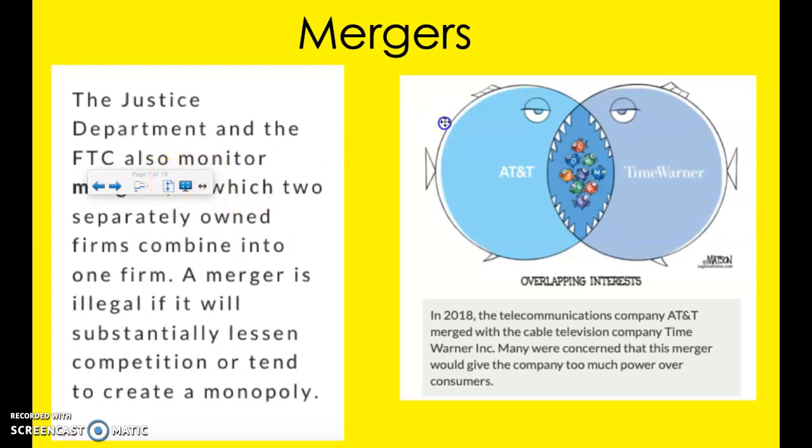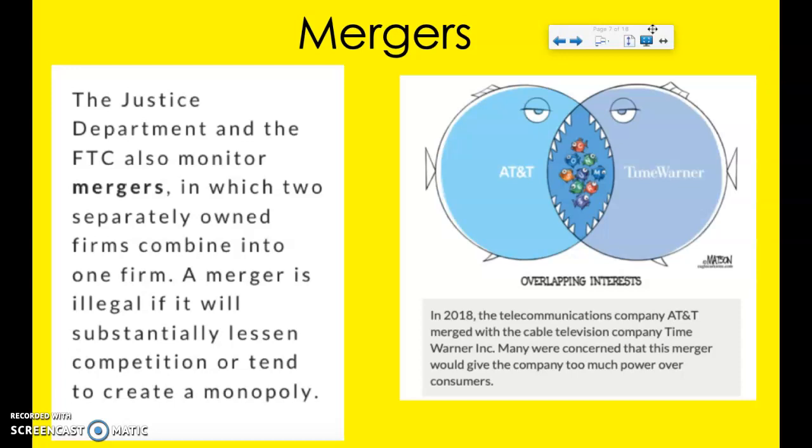So mergers is something that the government is going to look closely at. The Justice Department and the FTC are going to monitor a merger. A merger is when two separately owned firms or industries combine into one. A merger becomes illegal if it's going to lessen competition or potentially create a monopoly.